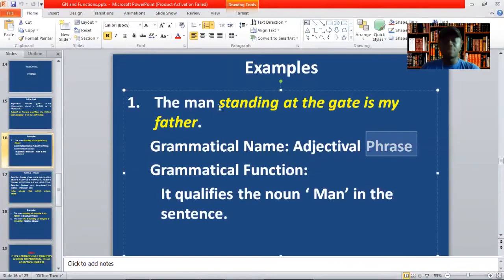What is this phrase doing in the sentence? The phrase is giving you more information about the noun, man. So you state the function. It qualifies, okay? It qualifies the noun, man, in the sentence.